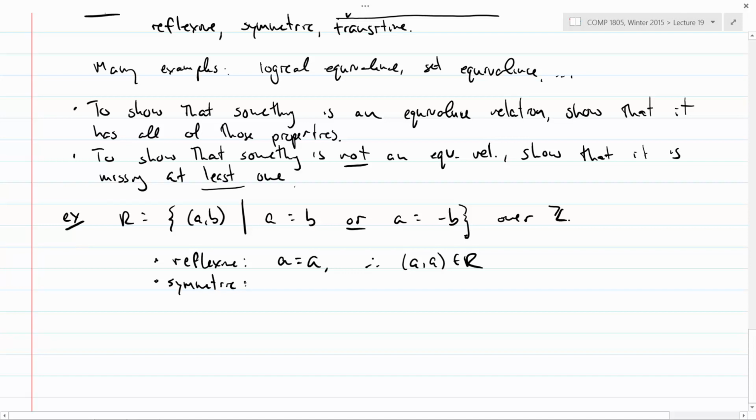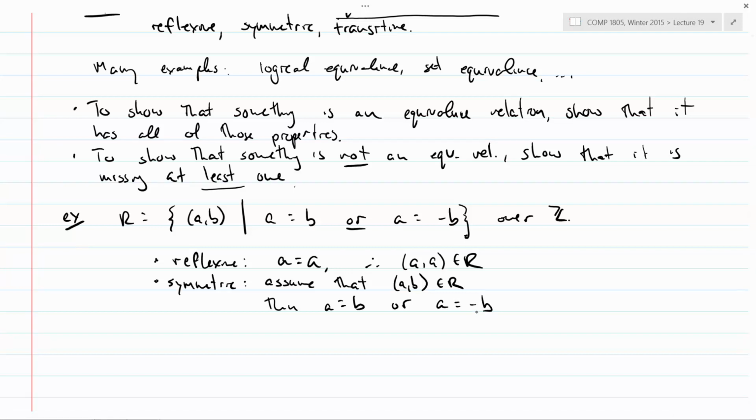The way you do all of your symmetry proofs is to assume that you have AB and then show that you have BA. So you usually do a direct proof for this. So assume that AB is in R. Well, if AB is in R, then A equals B or A equals minus B. So those are two possible cases. So we'll do a proof by cases. This is going to be case 1. This is going to be case 2.